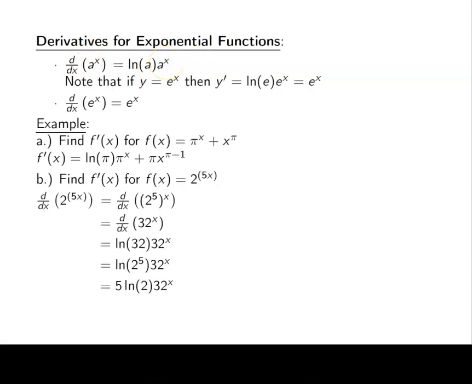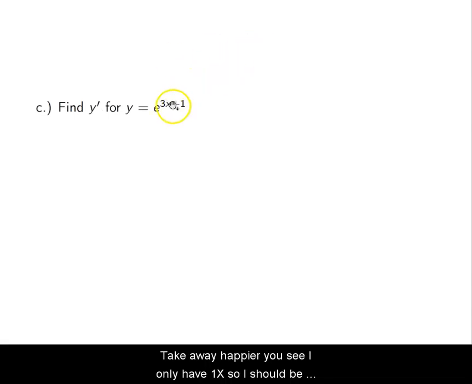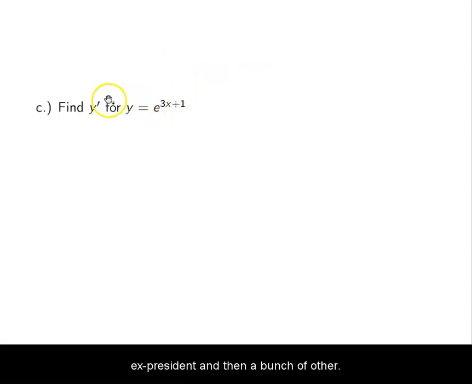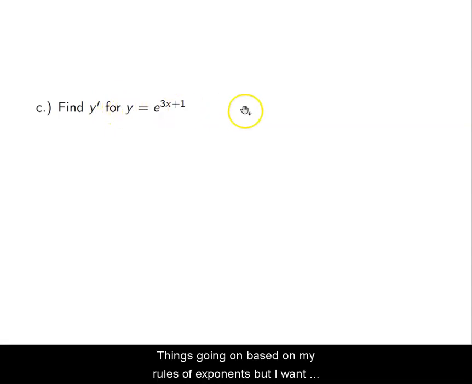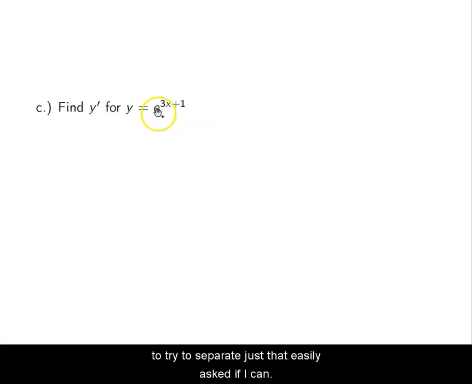So let's take what we have here. You see I only have one x, so I should be able to separate and have only one e to the x present, and then a bunch of other things going on based on my rules of exponents. But I want to try to separate just that e to the x if I can. So let's rewrite this in terms of powers.